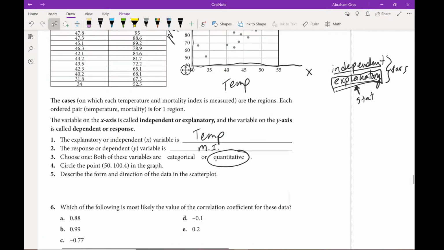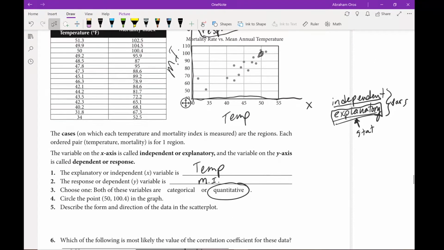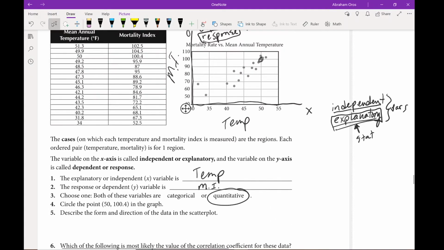All right, describe the form and direction of the data in the scatter plot. If we look at that and try to draw a best fit line, we might come up with something like that. The slope of that is positive, so the direction is positive. And the form, well, it's roughly linear. You either have linear, nonlinear, or no form. That's all you've got.